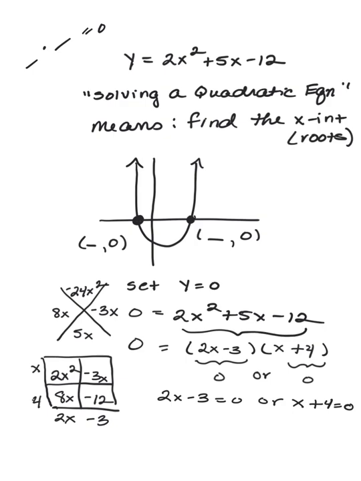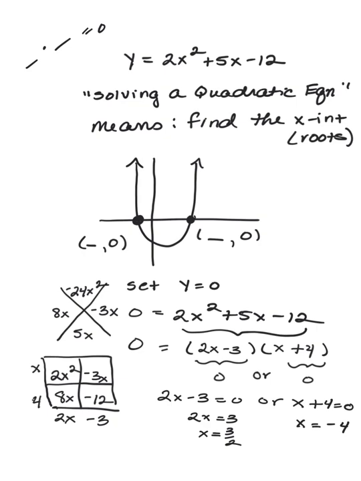So if it's the 2x minus 3 that equals 0, well, we're just solving that equation to figure out what x would be. So add 3 to both sides. 2x is equal to 3, divide by 2, x is equal to 3 halves. Or if x plus 4 is equal to 0, then when we subtract 4 from both sides, that means x has to equal negative 4 to make that happen.